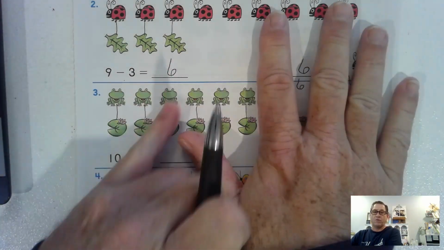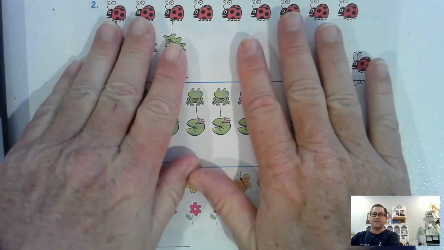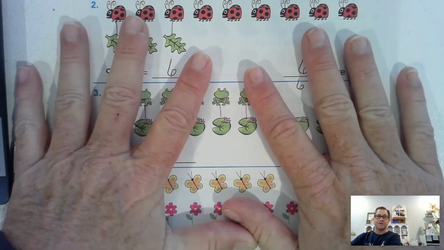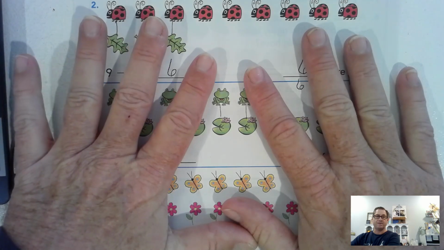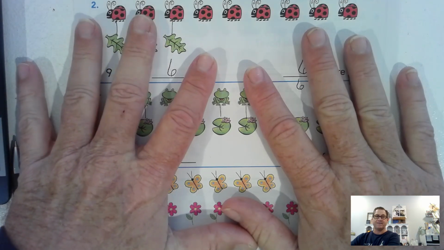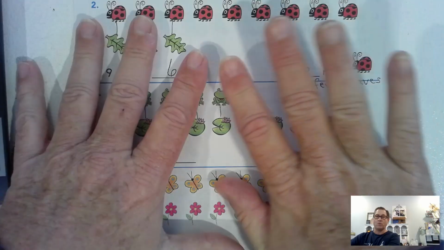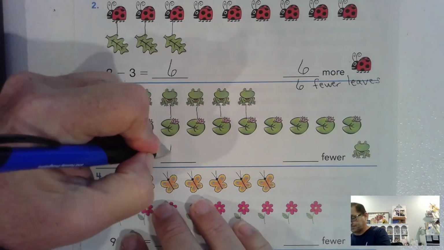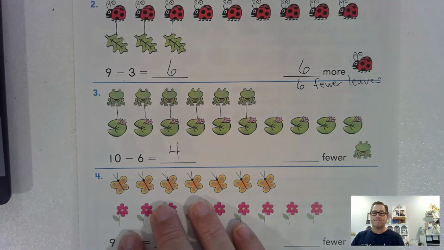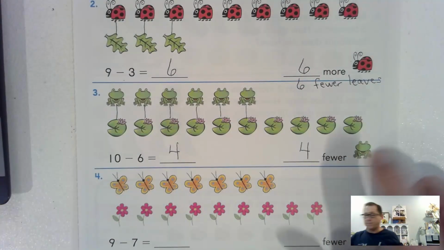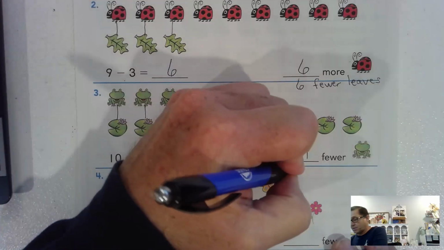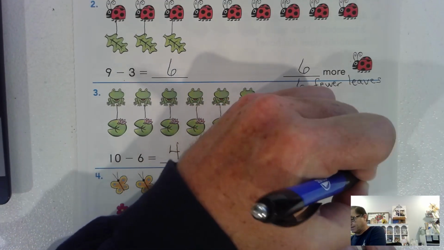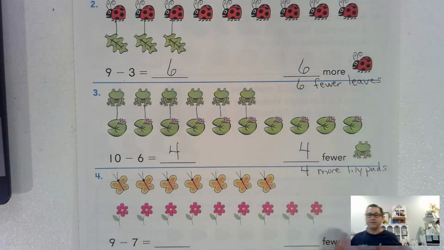5, 4. Okay, so in other words, if I'm taking 10, right, I have 10, and I'm going to subtract 6. If I come over here, it's 9, 8, 7, 6, 5, 4. I have 4 left. Okay. 4 fewer frogs than lily pads. Or you could have said 4 more lily pads than frogs.